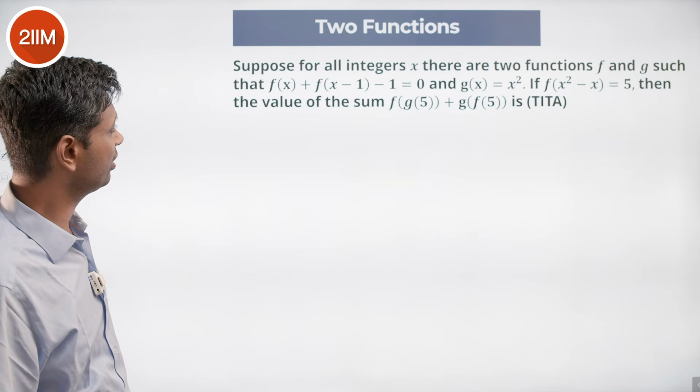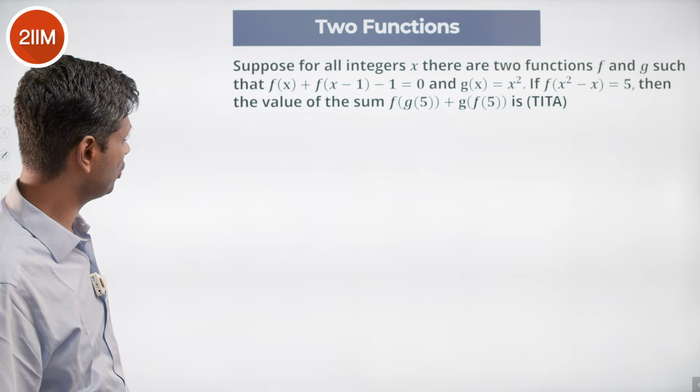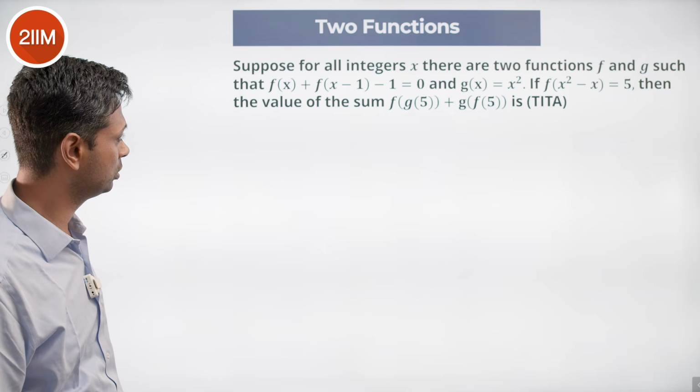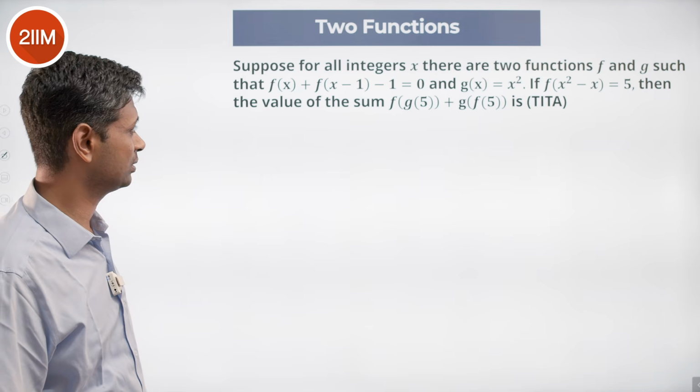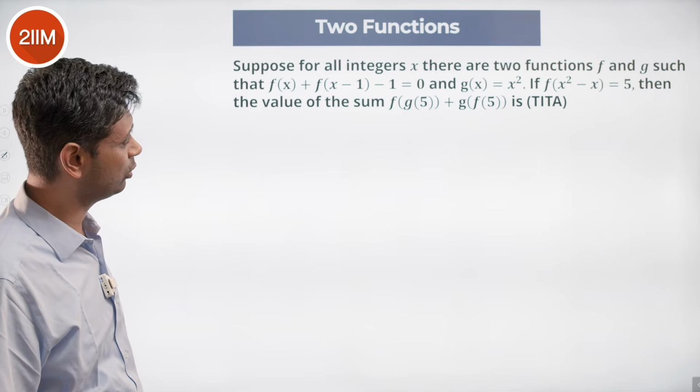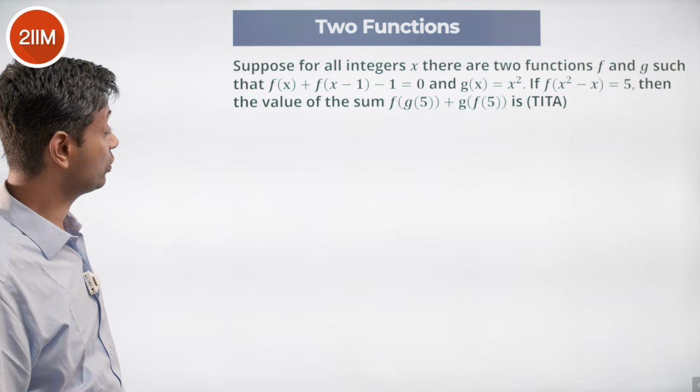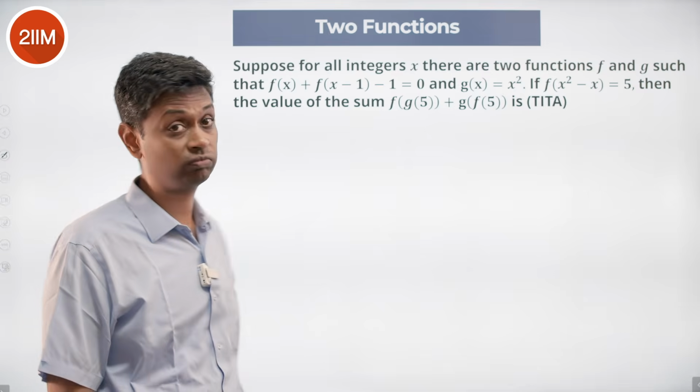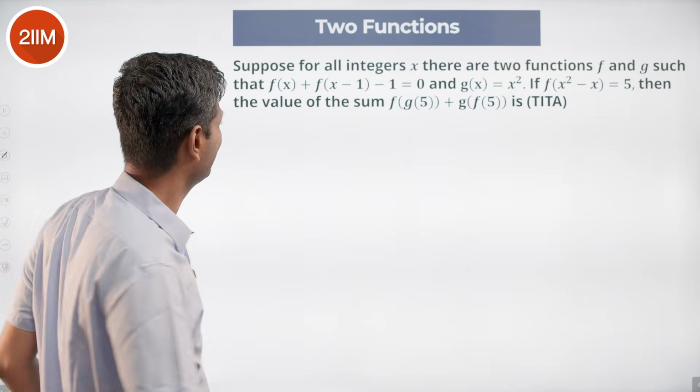Suppose for all integers x, there are two functions f and g such that f of x plus f of x minus 1 equal to 1 and g of x equal to x square. If f of x square minus x equal to 5, the value of f of g of y plus g of f of 5 is. Tough question. Let's simplify this.